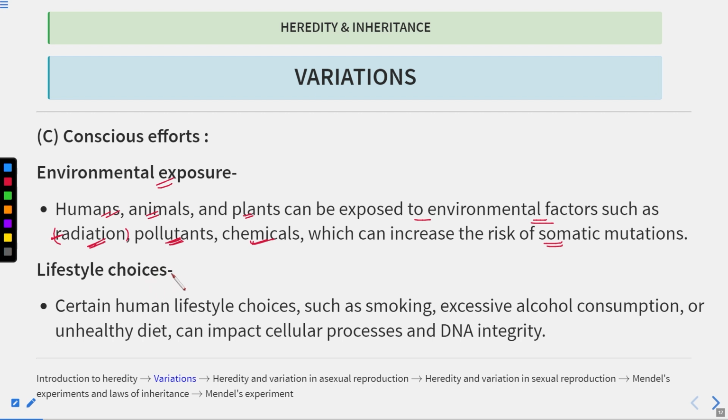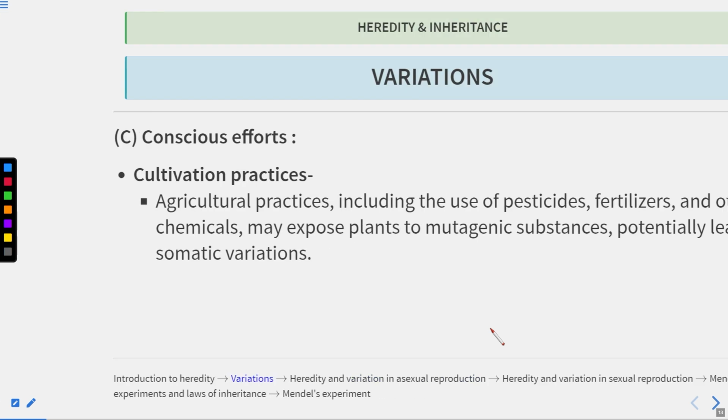Now next is the lifestyle choices. Certain human lifestyle choices such as smoking, excessive alcohol consumption or unhealthy diet can impact the cellular processes and the DNA integrity, thus leading to somatic mutations, which will cause somatic variation.